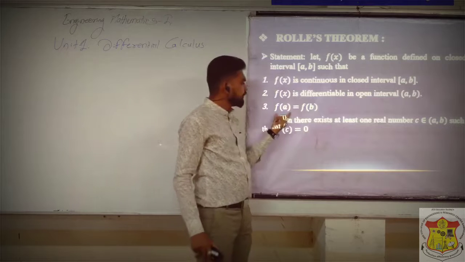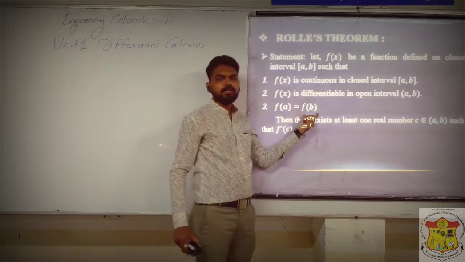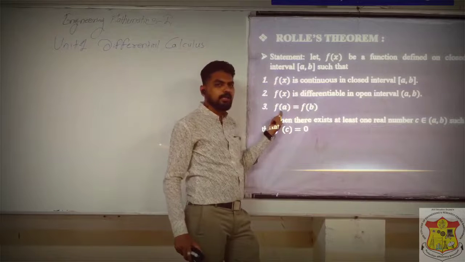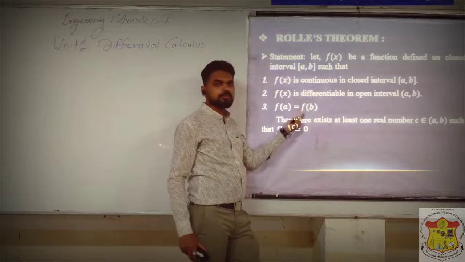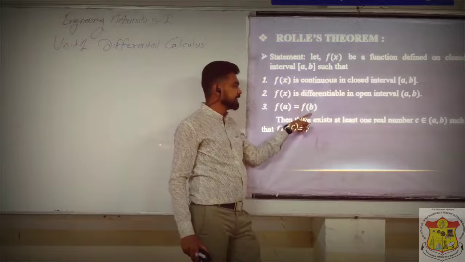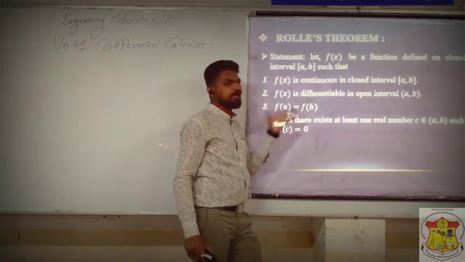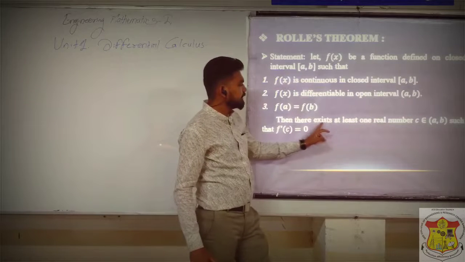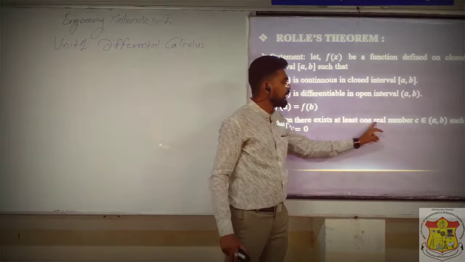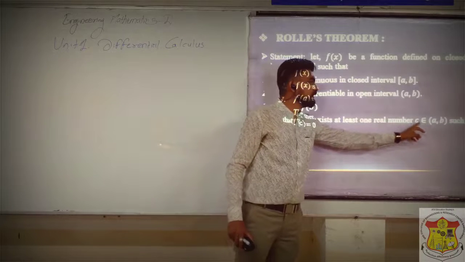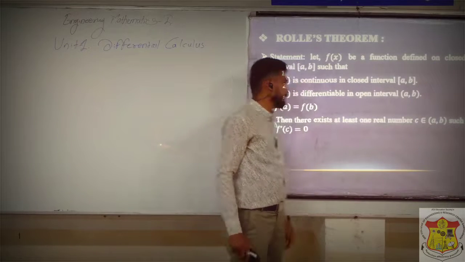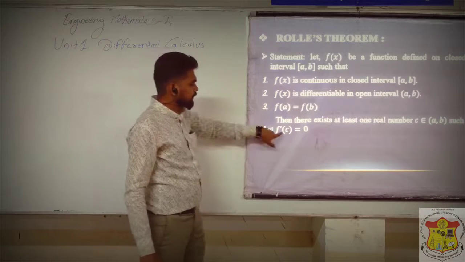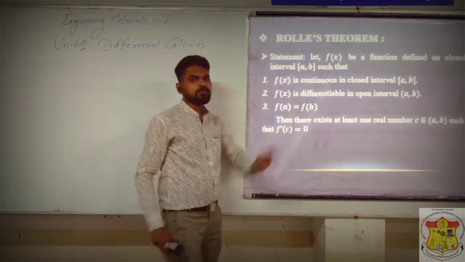Third condition is f of a is equal to f of b, that is, the value of the function f of x at the point x equal to a is equal to the value of the function f of x at the point x equal to b, both are equal. Then Rolle's theorem states that there exists at least one real number c which belongs to the open interval (a, b), such that f dash of c is equal to 0.